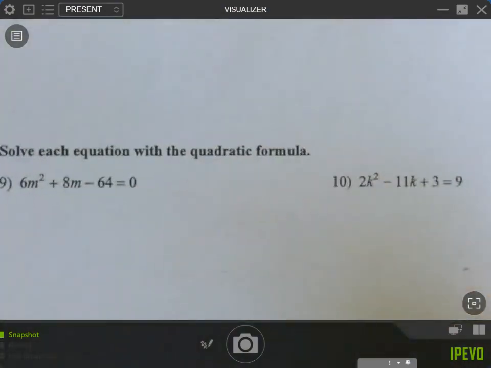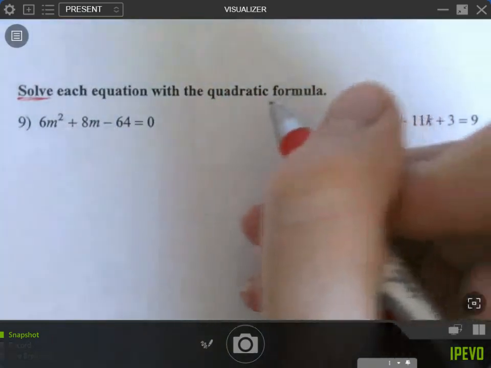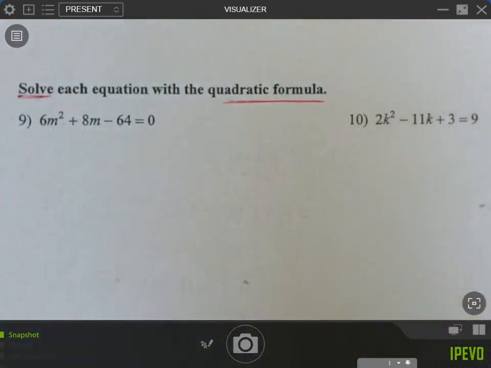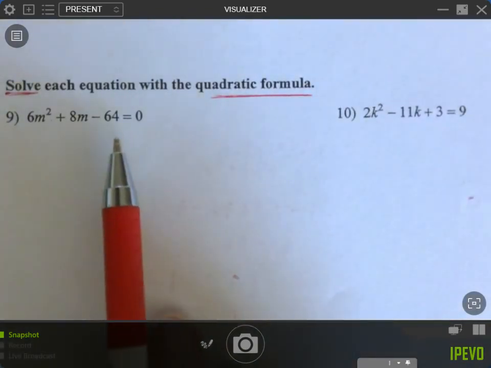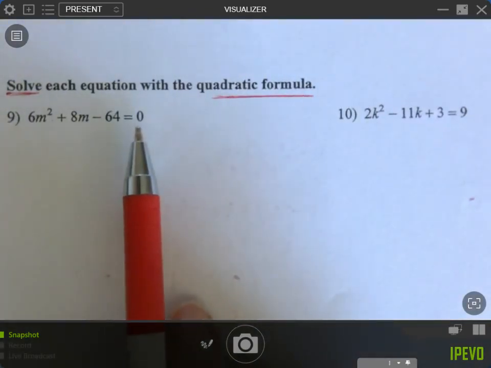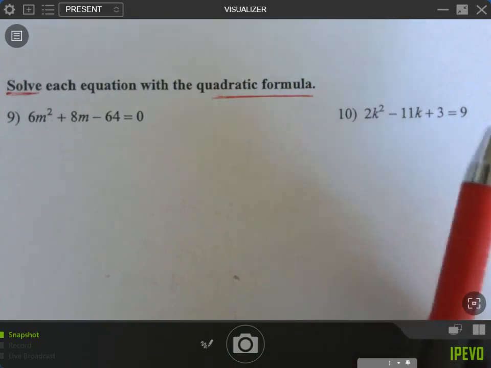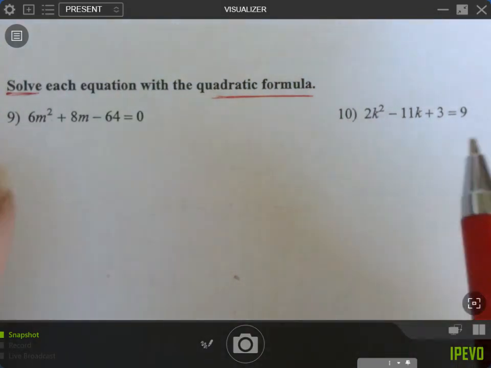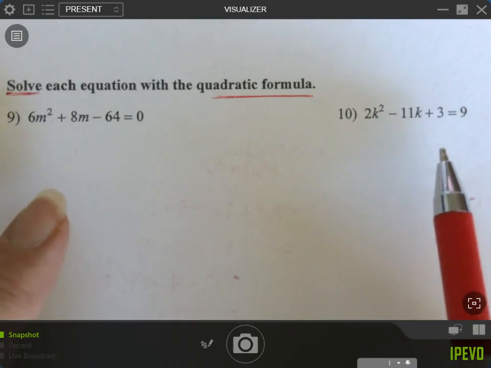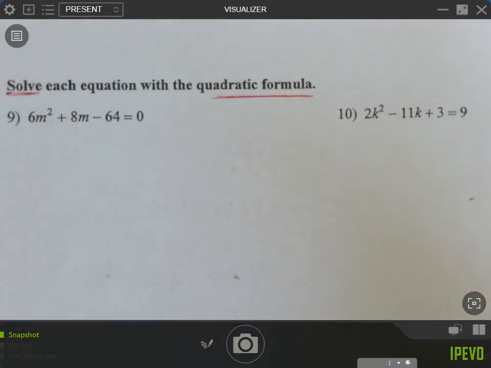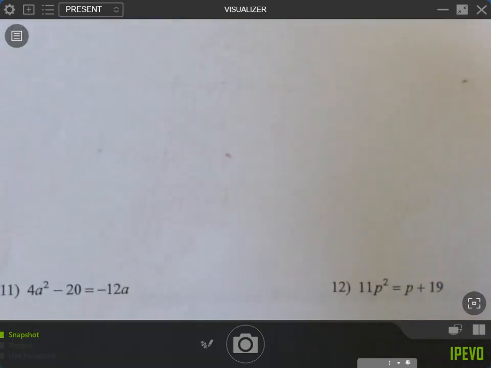I highly recommend you pay attention. The back says to solve using what? The quadratic formula. Okay, now, do you notice that number 9 is already set equal to 0, so that's nice. What do you need to do with number 10 to start? Subtract 9. I will tell you that 9 and 10 end up with perfect squares under the square root sign, so then you can finish those, okay? But 11 and 12 are a little bit more.